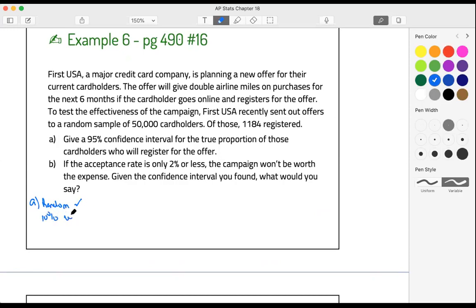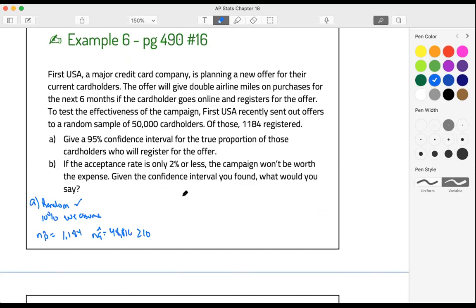We have to assume this is true, that's going to be more than 500,000 cardholders. Okay. All right. Now let's check n p hat. And when I do that, I get 1,184. And n q hat, I get 48,816. Both are greater than or equal to 10. Okay. So we have a great answer.